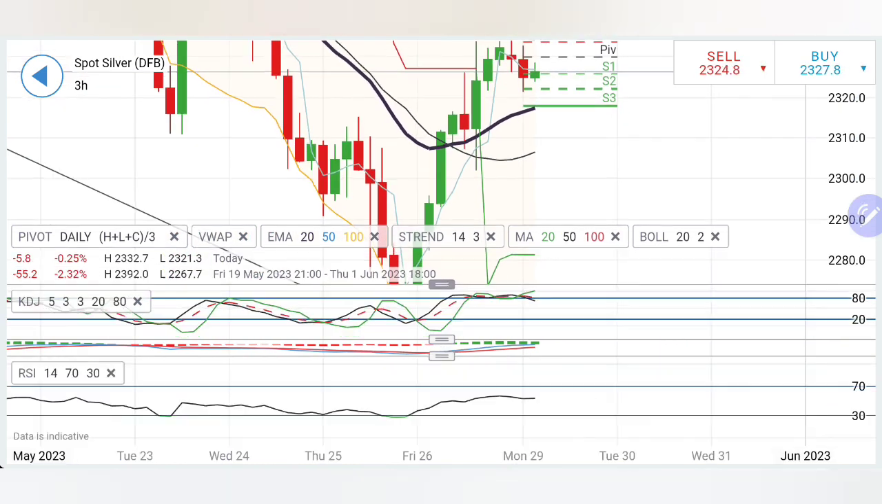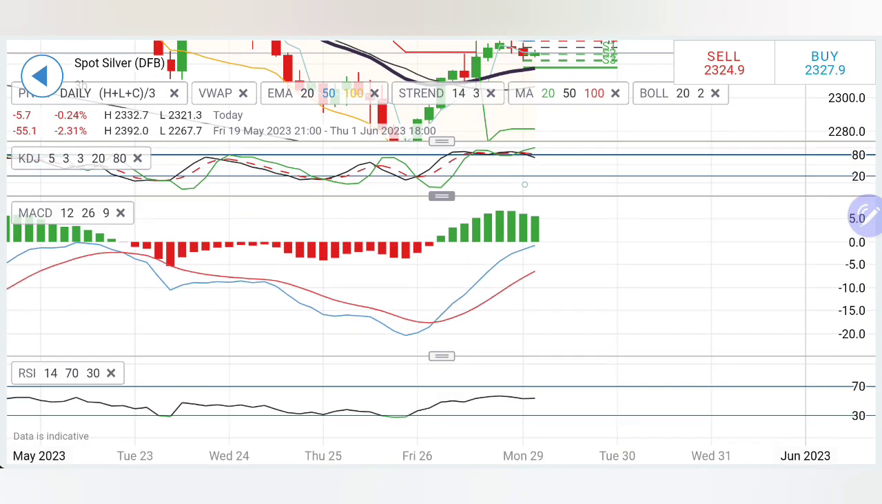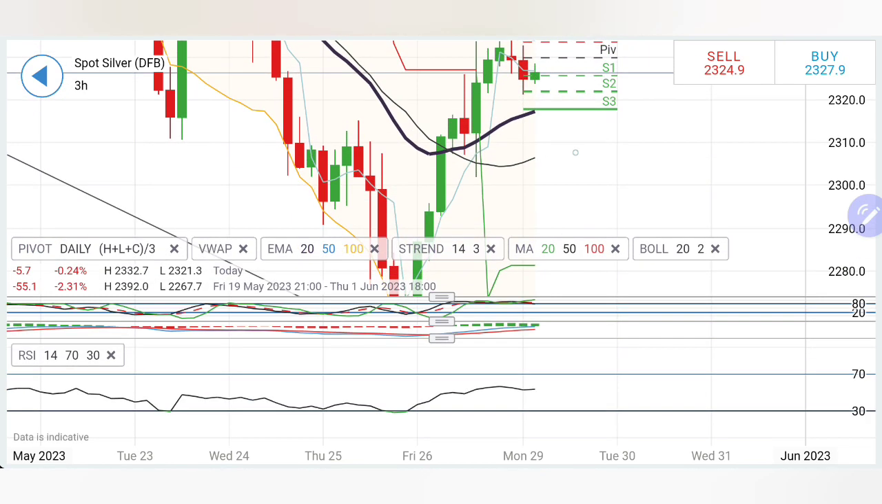Below 23 we may see the bears prevailing there, because see the stochastic slightly overbought. It can try to look downwards. The MACD is in green, can try to converge. RSI almost trading flat here.